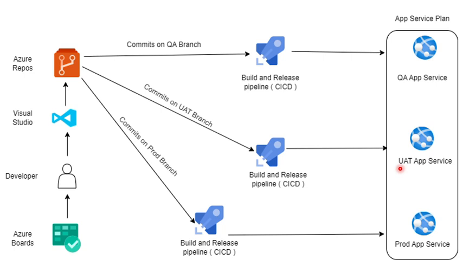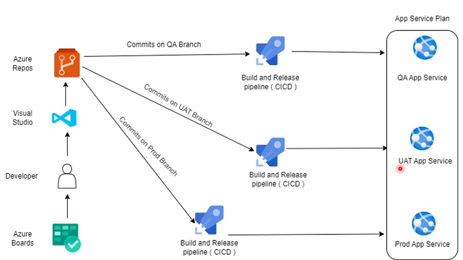So my QA app service is ready. I click go to the resource. I will browse this URL. This is the default page you will get for Azure App Services.